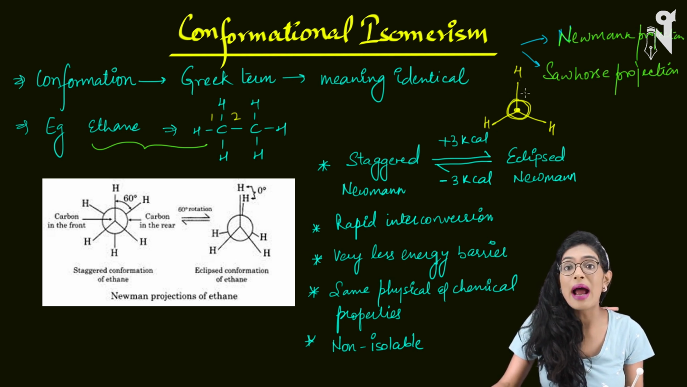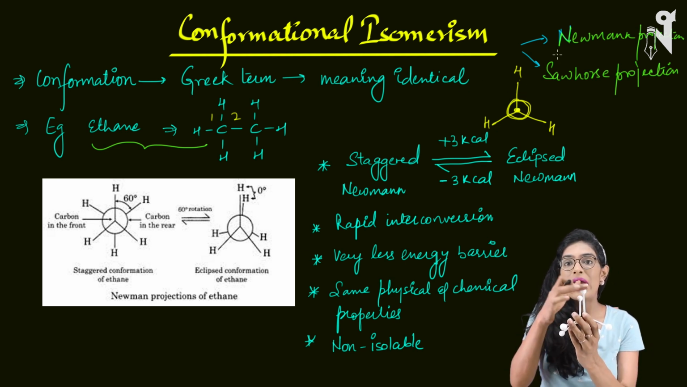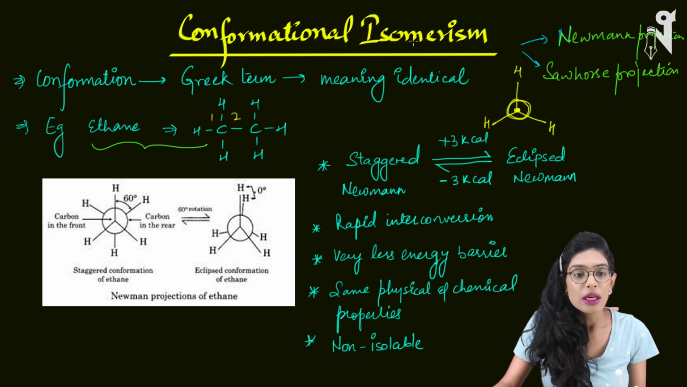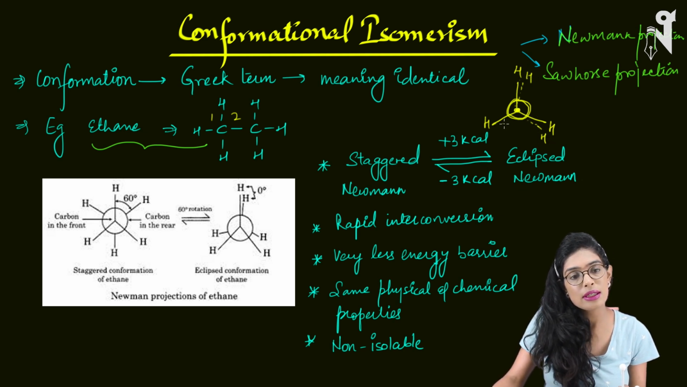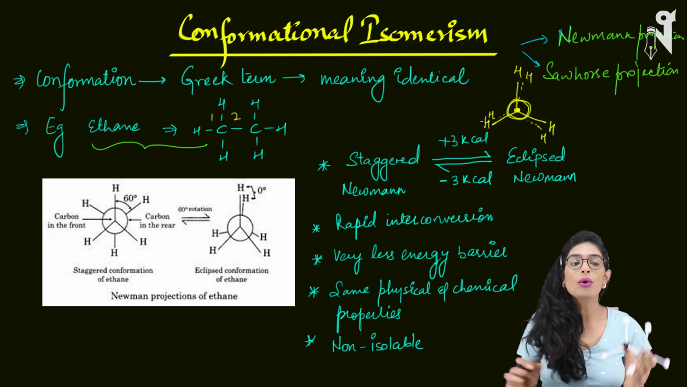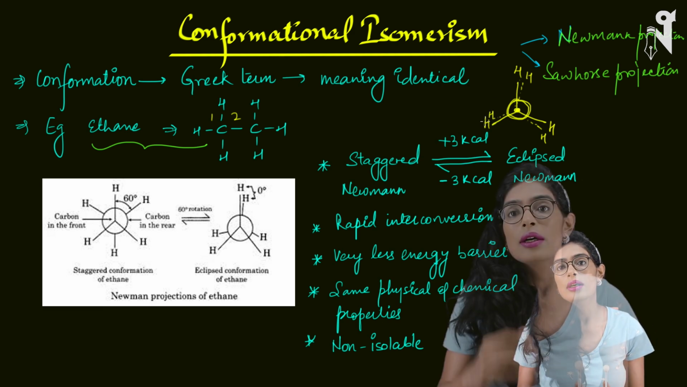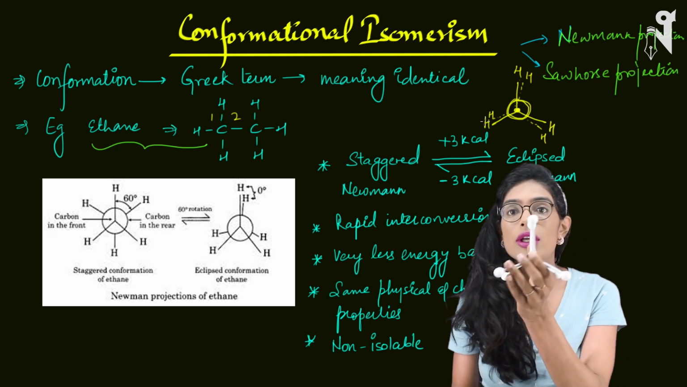Now to show the back hydrogens which are hidden behind the front hydrogens, you can actually show it like this. If you have to show a 3D representation, it's like this, these are just behind this hydrogen. That's how you will represent the Newman projection when the molecule is in this way.